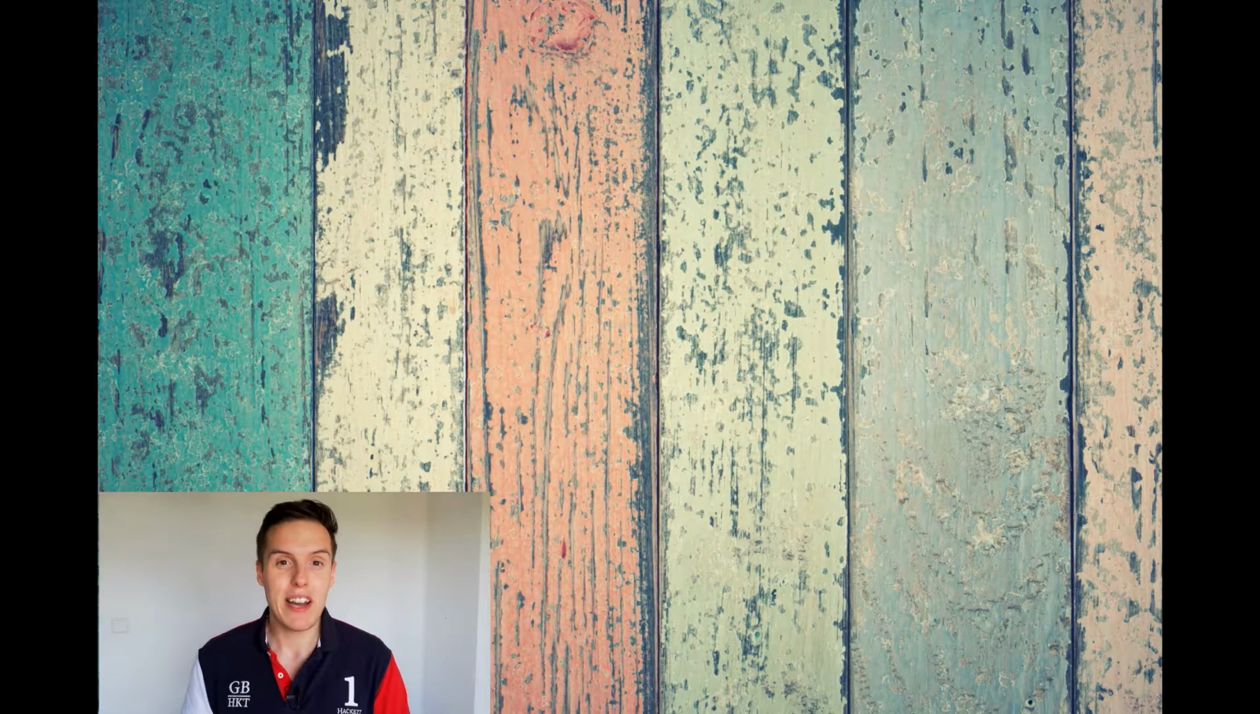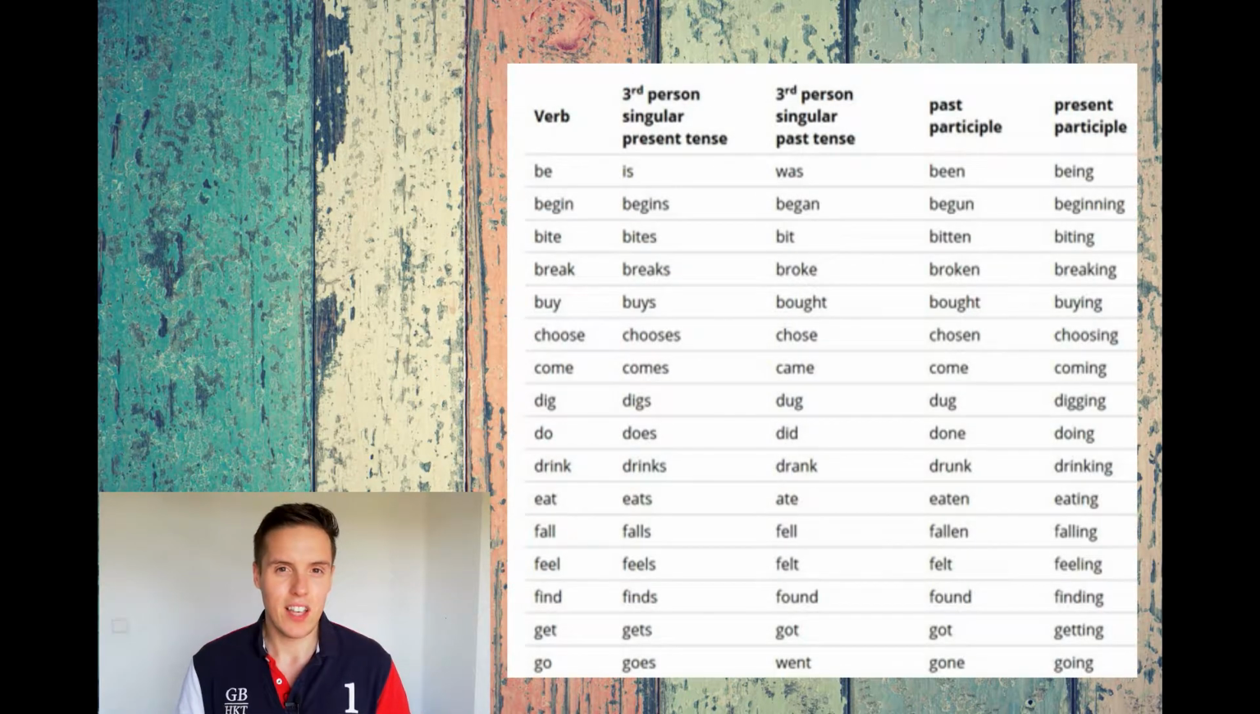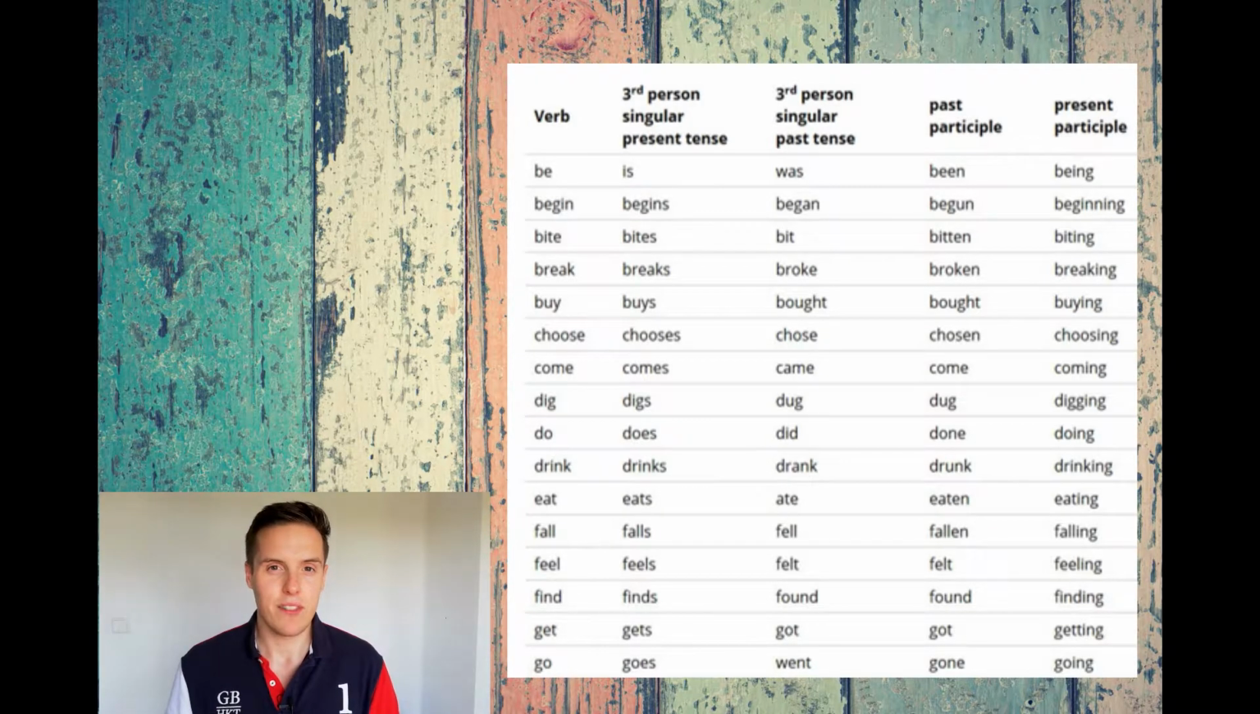And for the irregular verbs, these can be quite difficult. So what I'd recommend you do is have a look at the list, which I'll link in the description below, and also I'll put it on the next screen. And I'd like you to study this list because it's really important that you know these irregular verbs so you don't make the same mistakes.